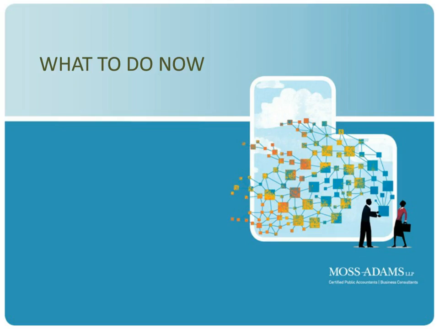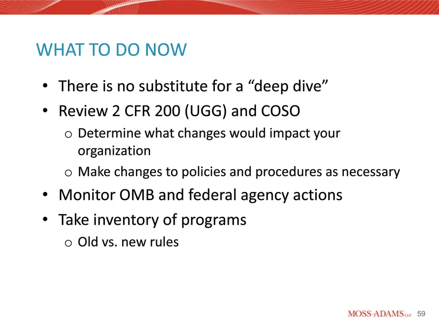So, what can you do now? There's always something that can be done. First, there is no substitute for a deep dive. Review your policies, procedures, your structure. Review the guidance and see if there are changes that impact your organization. Determine if current policies and procedures address these changes or if current policies and procedures need to be updated. Ensure you are keeping inventory of which grants are affected by the new Uniform Grant Guidance.